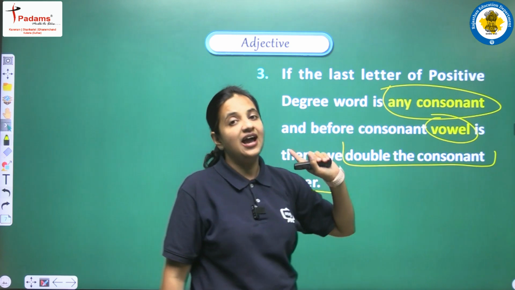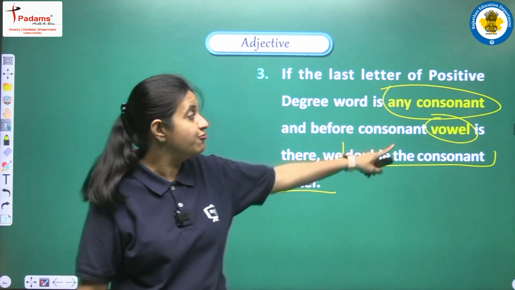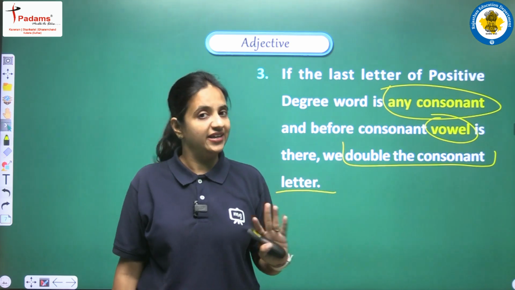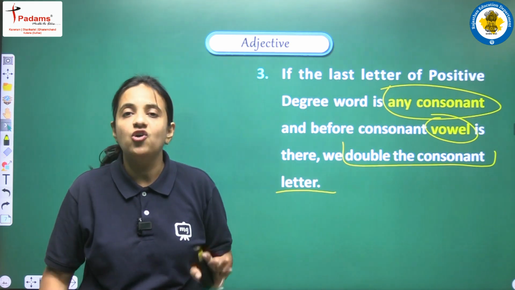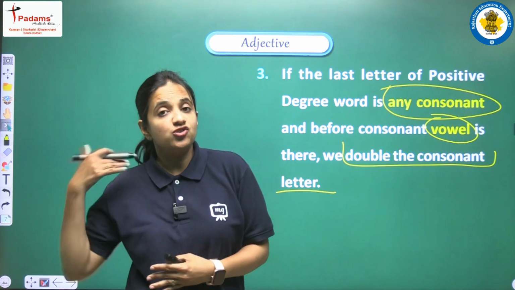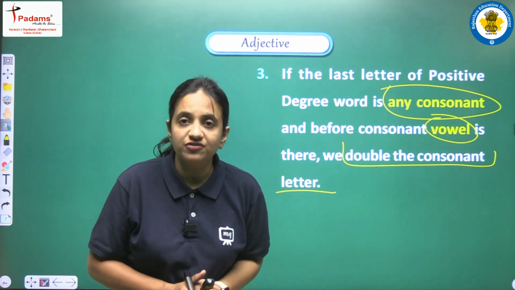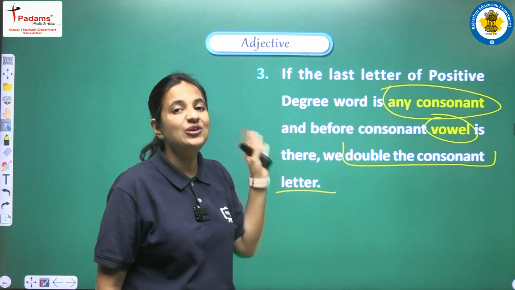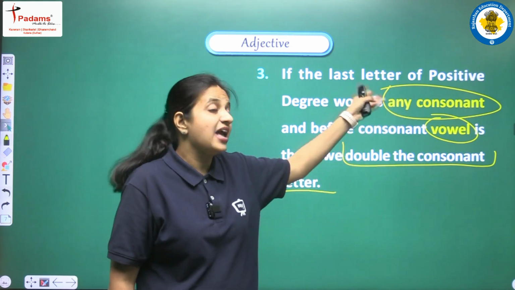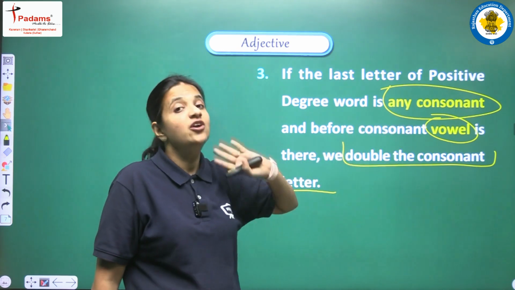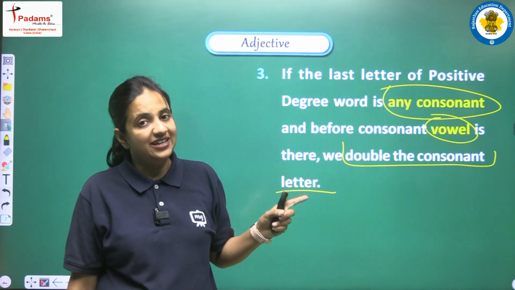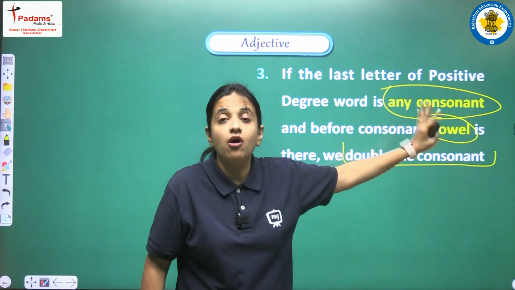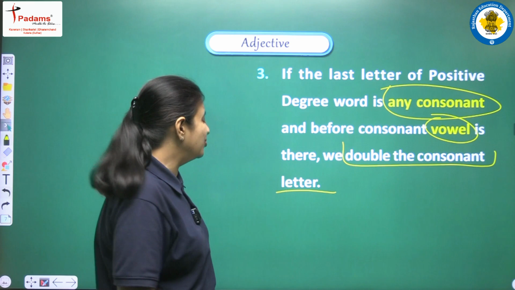Yes, in our English language we have 5 vowels, right? A, E, I, O and U. These 5 letters are known as vowels, and the rest of the alphabets are known as consonants. So now according to this rule, if the last letter is any consonant, and one more condition is there, that before the consonant, if we have any vowel, right, then what we have to do, then we have to double the consonant letter.